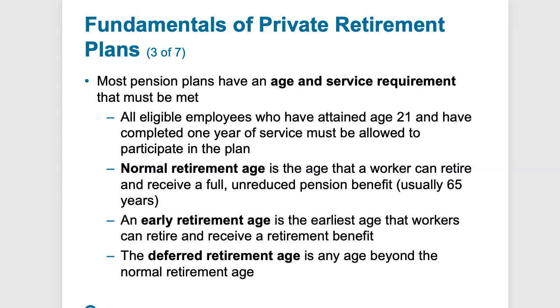Now, there's also the deferred retirement age, and it's any age beyond the normal retirement age. So some people don't want to retire at 65; they want to continue working, and pension plans and retirement plans need to take that into account. In some countries, there's a forced retirement age where people have to retire at a certain age, but not in the U.S. People can retire when they feel that it is appropriate.